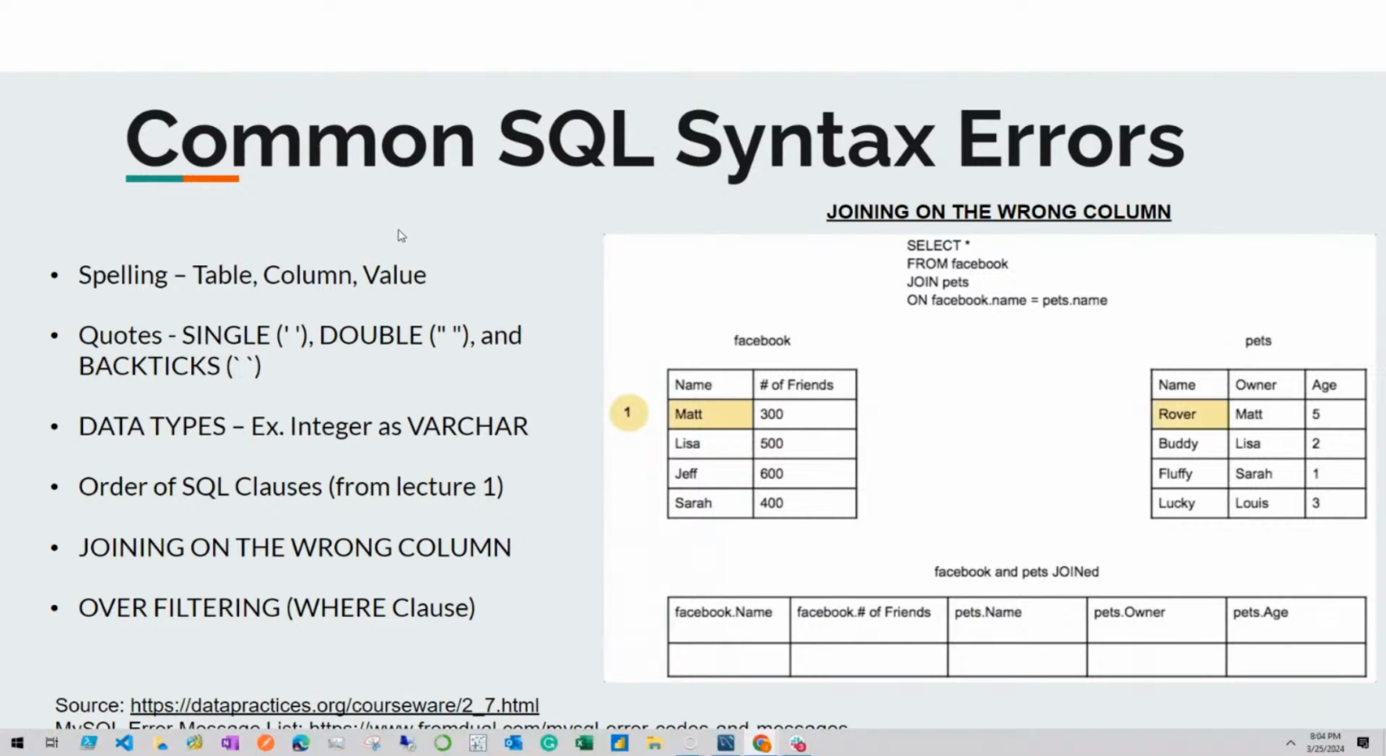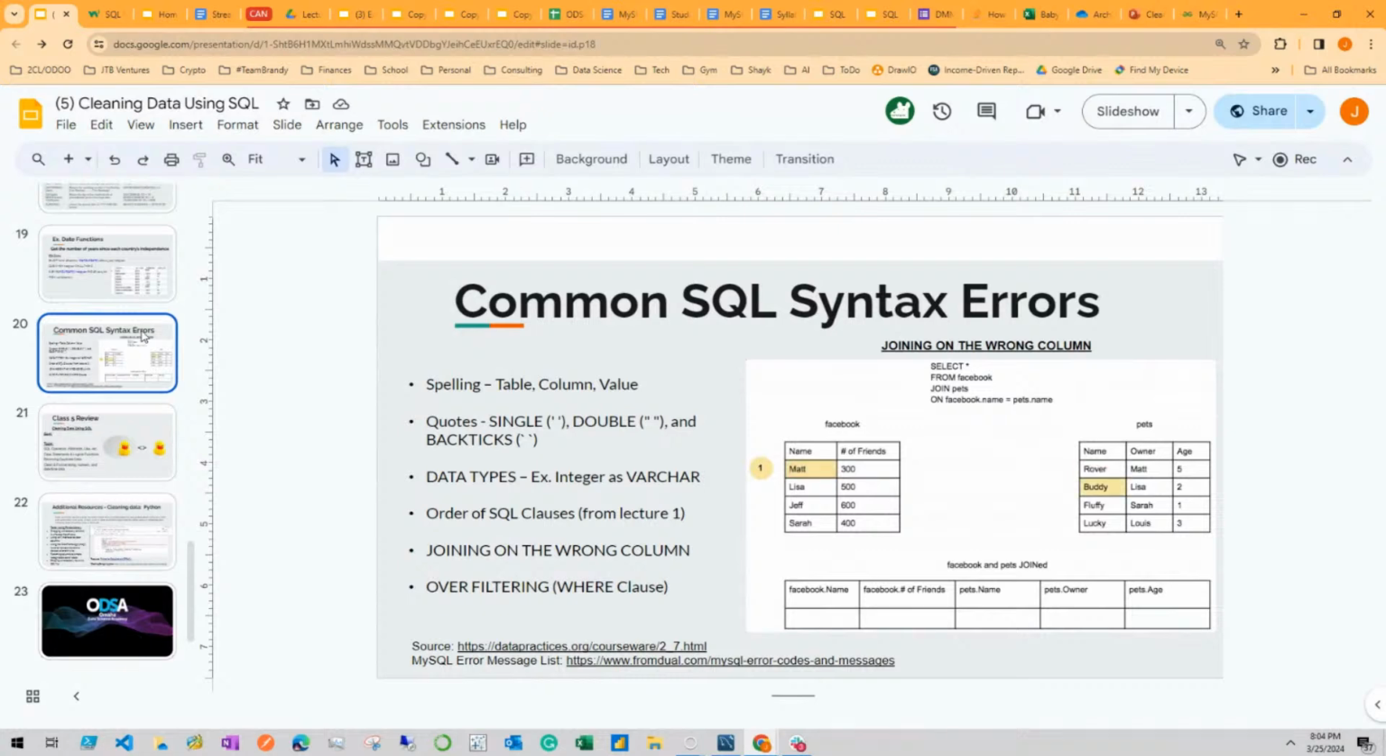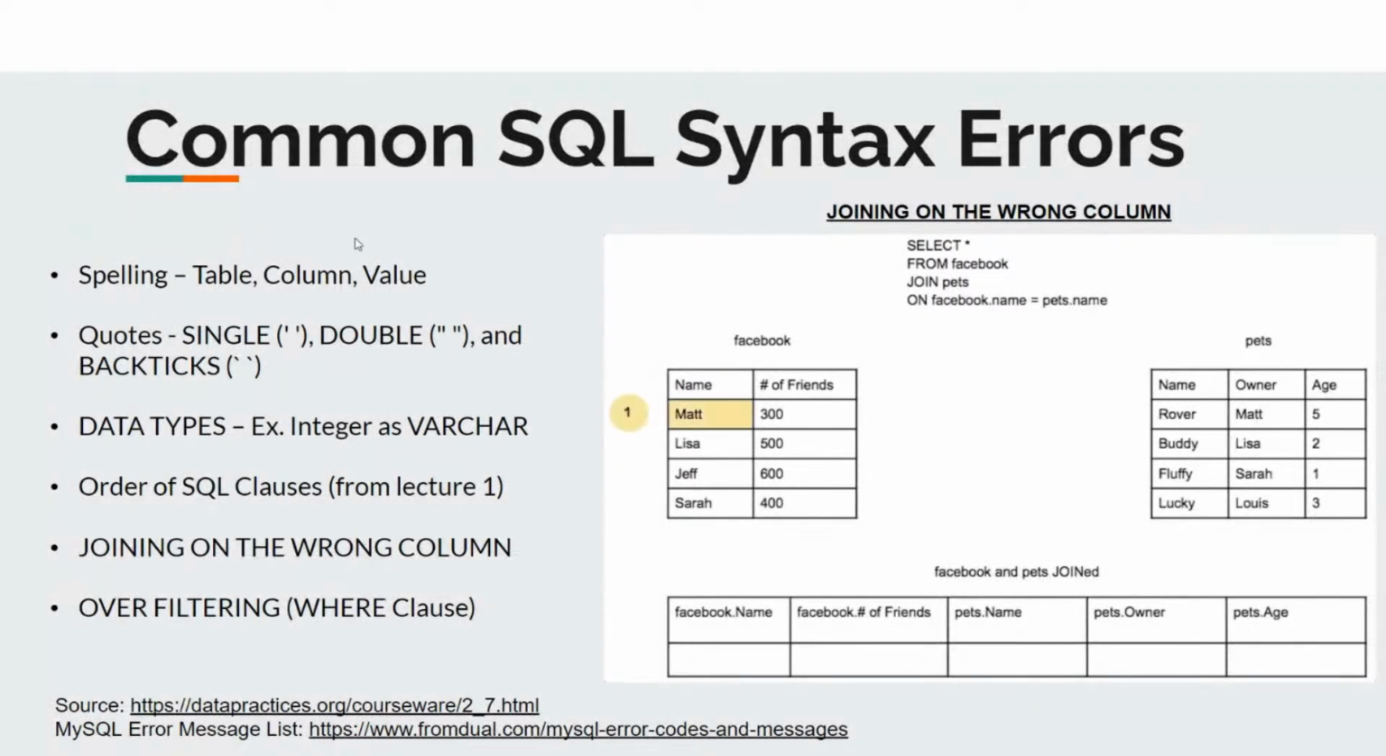All right, so we're getting towards the end of this lecture. Here's just a list of some of the common errors. This one's in SQL syntax, so it's a little bit off topic, but I remember we tossed this in here: common errors that people will make in their code, whether it's spelling of tables or columns or values, or quotes, how you use them in MySQL, whether it's single quotes, double quotes, or backticks on columns.